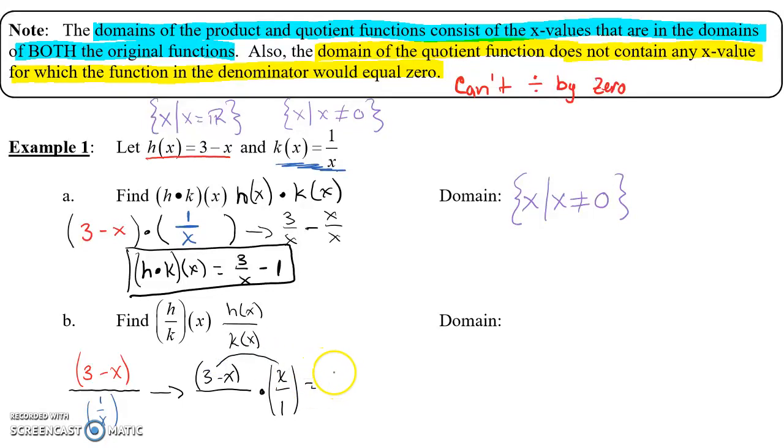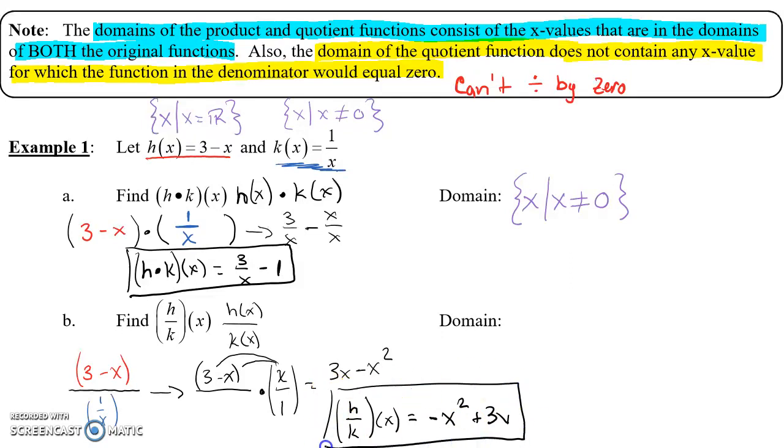3 times x, I get 3x minus x times x, that's x squared, and it's all over 1. I can leave it like this. Fortunately, I don't want to leave that as my final answer because that's not in standard form. So, in standard form, h over k of x is going to be equal to negative x squared plus 3x. There's my standard form, the quotient of function h divided by function k of x.